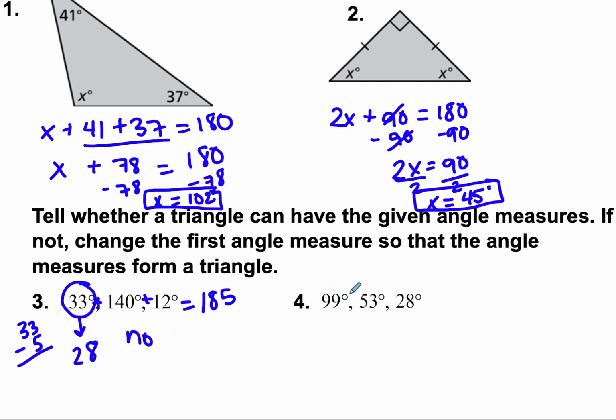All right, let's check on number 4. So I have 99 plus 53 plus 28. So I'm going to go ahead and enter those numbers into my calculator. And I get 180. So yes, that one is going to be a triangle.